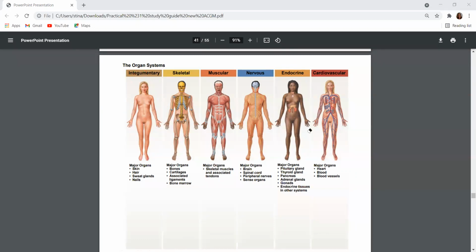Another type of question I can ask you is to list 2 organs from this organ system. So if I asked you to list 2 organs from number 1 organ system right here, you could tell me any of these below: brain, spinal cord, peripheral nerves, or sense organs, but you'd have to list 2 of them. Okay.